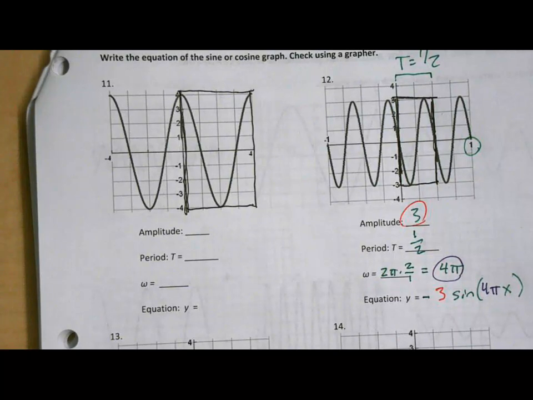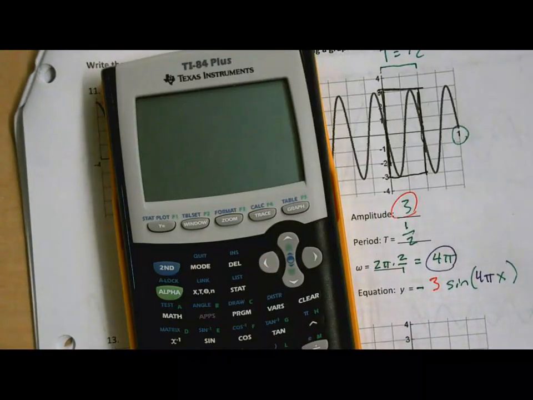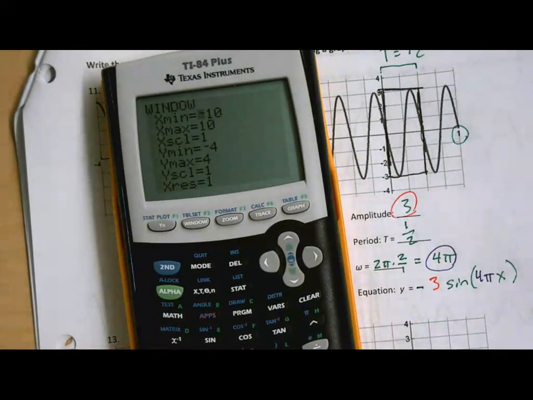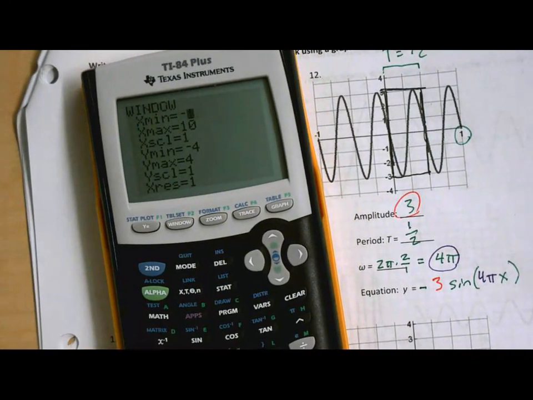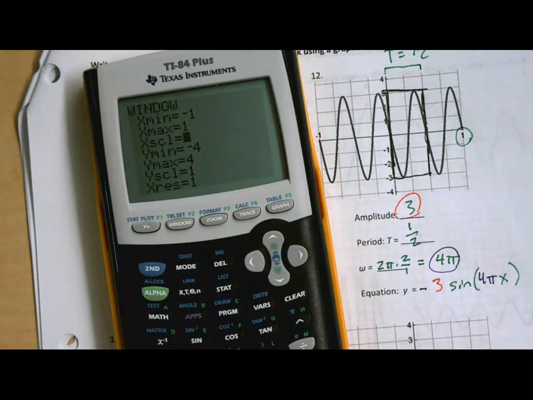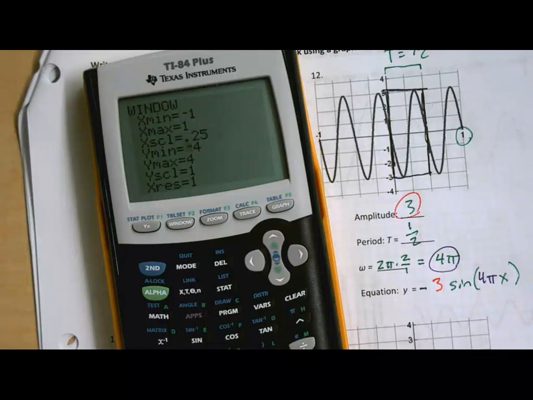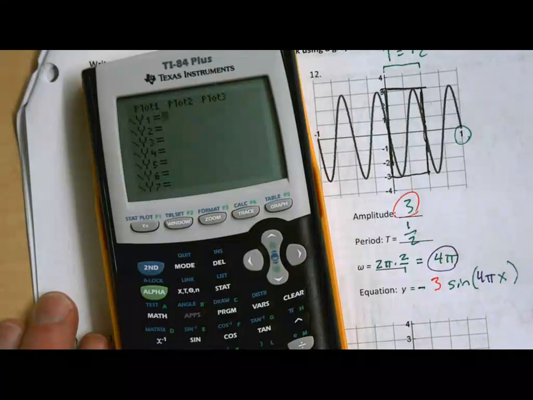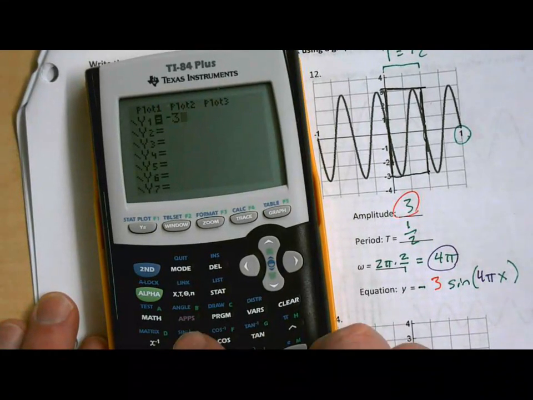All right, and then we could set up a window on our calculator and check this as well. Go ahead and do that. My x goes from -1 to 1 this time. There's a tick mark every 0.25. My y goes from -4 to 4, tick mark every 1. And the equation that I think is correct is -3.